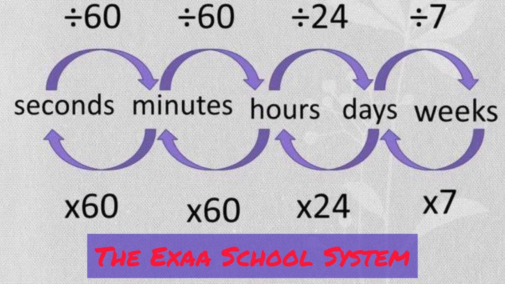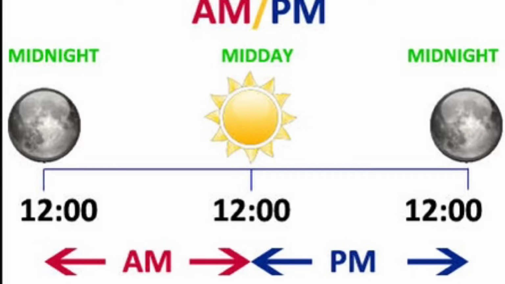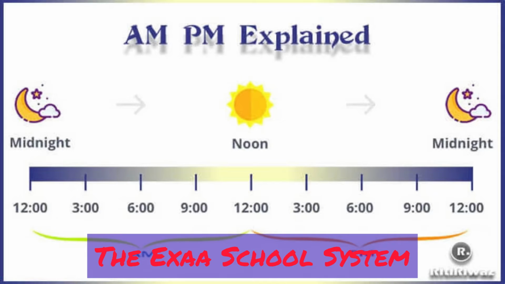Okay, who will tell me how many hours in one day? Yes, 24 hours. So, we will follow time zones. First one is AM, means ante meridiem. Second one is PM, post meridiem. Half of them will be in ante meridiem.